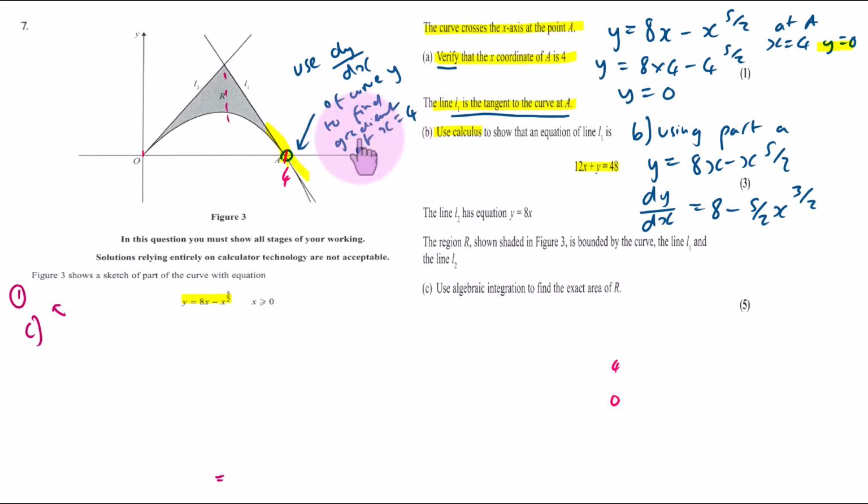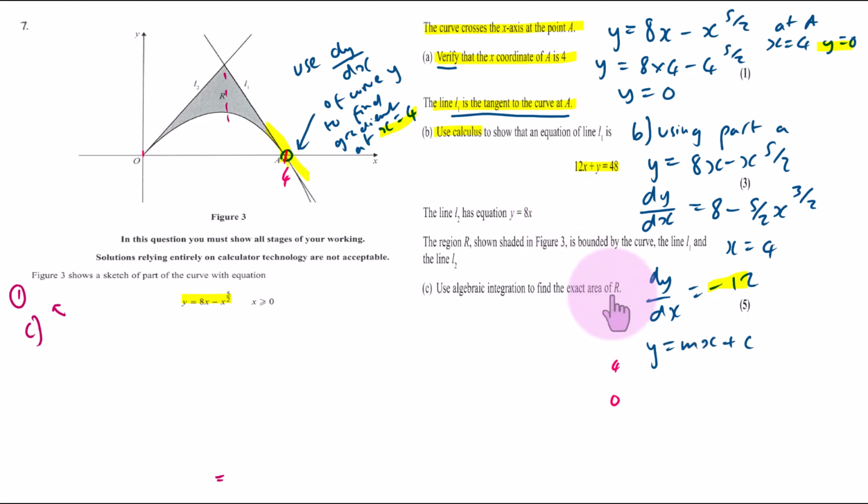And to find the gradient at this point, the gradient of the tangent at x equals 4, we just substitute x equals 4 here, because this dy dx is the gradient function. So let's substitute x equals 4 into your equation, and then you will get dy dx equals minus 12.